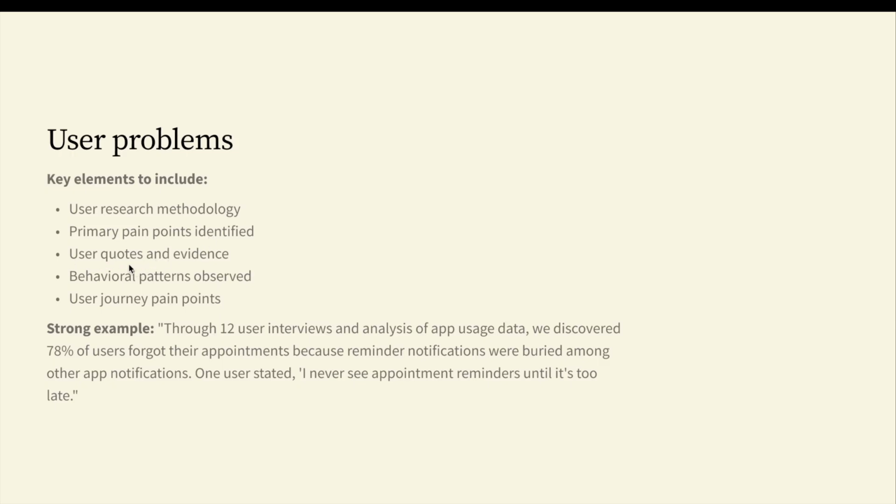Then comes the user quotes and evidence. We need to include direct user feedback to add authenticity, like it is real users feedback only. It should reflect that you have actually conducted the user research. There should be some proof and evidence. So you need to directly include the user feedback. And we need to select the powerful and concise quotes, like exact quotes we need to include in that.